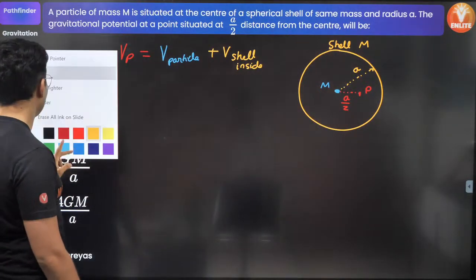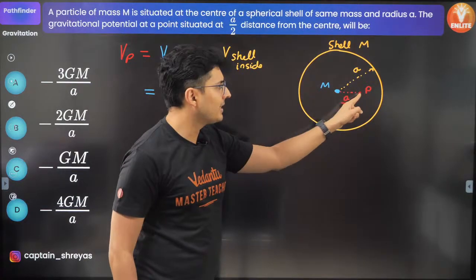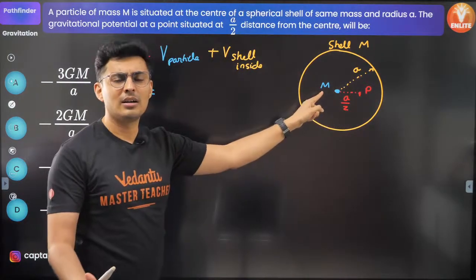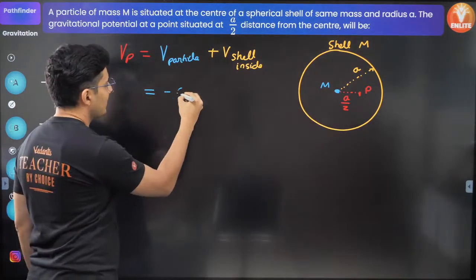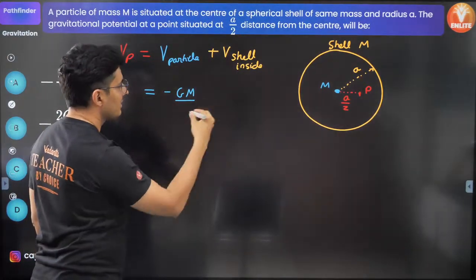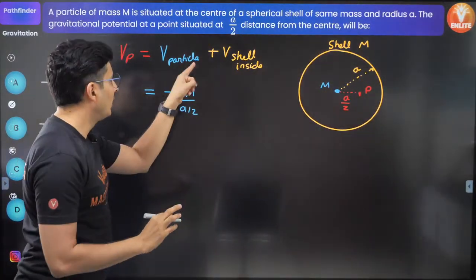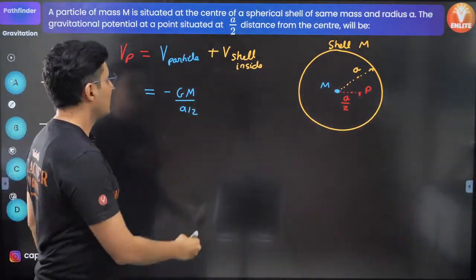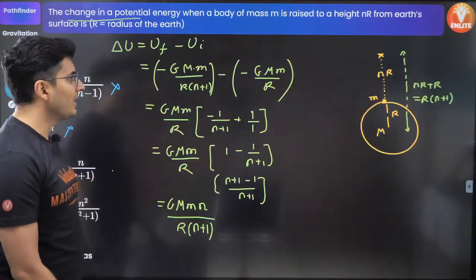For the particle, don't look at the shell. Just look at the point mass and you are here. What is the formula? Point mass, GM by r, negative sign. So just put minus GM by the distance, which is just a by 2. That's all. This is for a point mass. Next, when you are inside a shell, if you remember correctly, I have already given the formula.